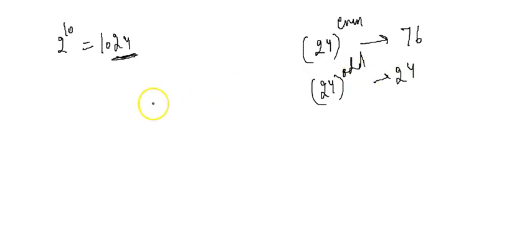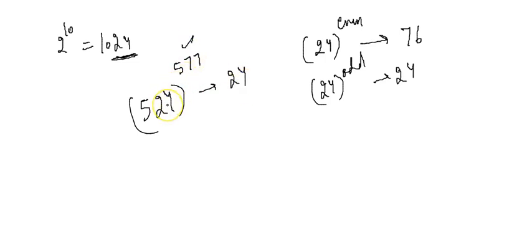Suppose I say 524 raised to the power 577, what will be your answer? Last two digits will be 24. Yes, because the power is odd. So 24 raised to any odd power is 24, and 24 raised to any even power is 76.